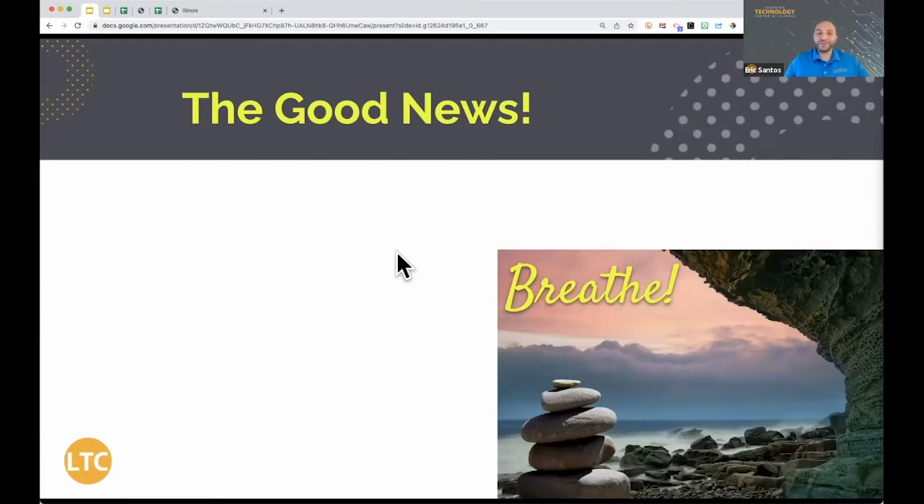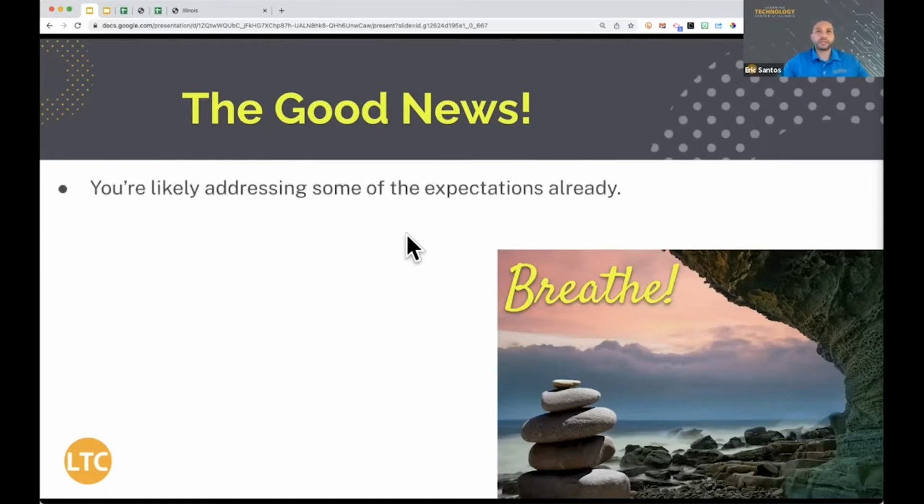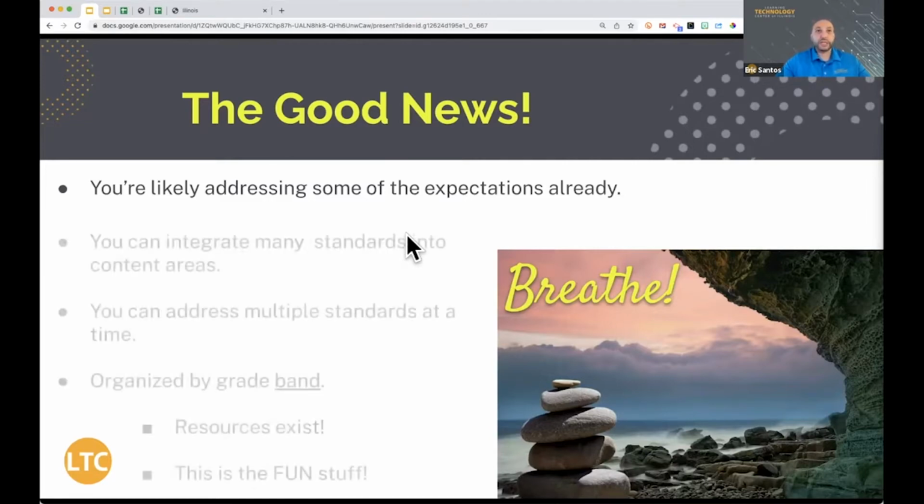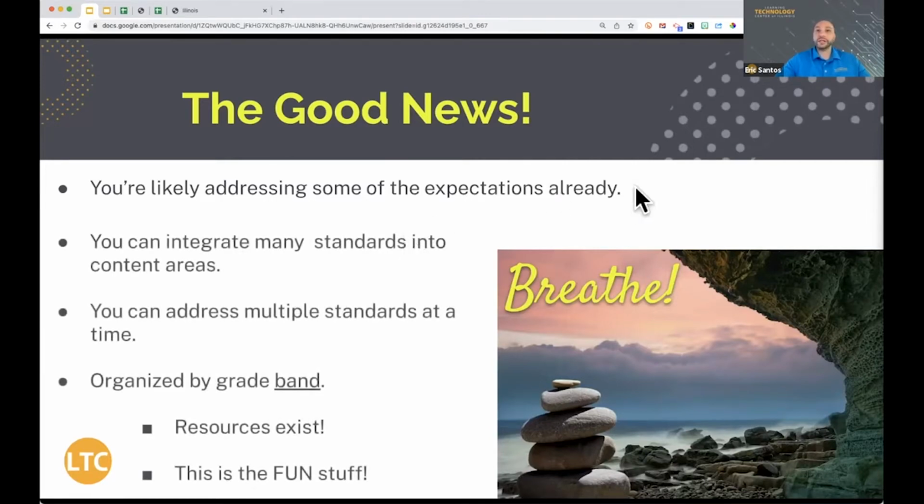But let's start with some good news, right? As soon as we hear requirements, sometimes we tend to think, uh-oh, what's coming down the pike? But there's a lot of good news here to share. First, you're likely addressing some or many of the expectations already if you're doing some form of technology or computer science in classrooms. Furthermore, you can integrate a lot of the standards into a variety of content areas, even those that are not tech focused.